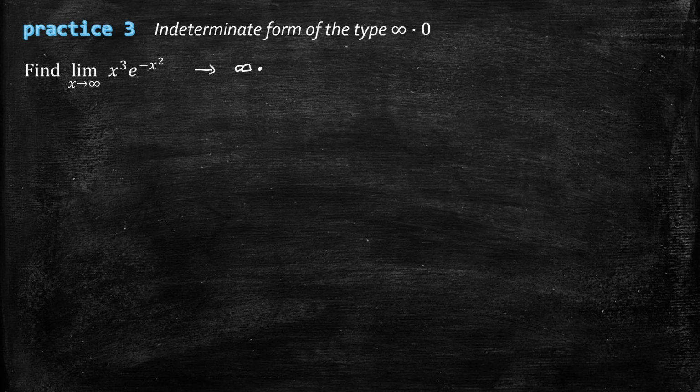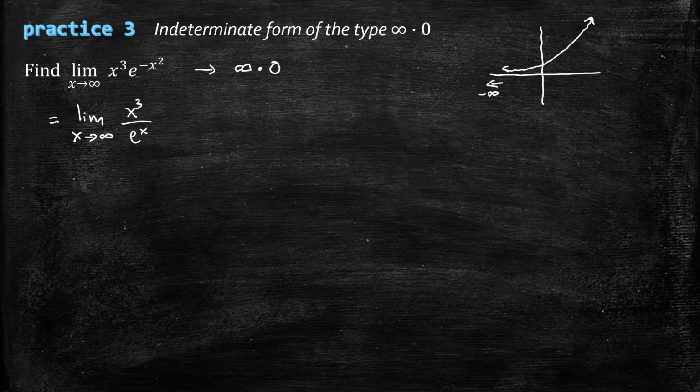So if you recall the graph of e to the x, it looks like this, or any exponential graph. So if you head to negative infinity, raise e to the negative infinity, you're basically heading to 0. So we've sort of got this situation going on. But this is really a familiar indeterminate form in disguise. So what we're going to do is just rewrite this as x cubed over e to the x squared.